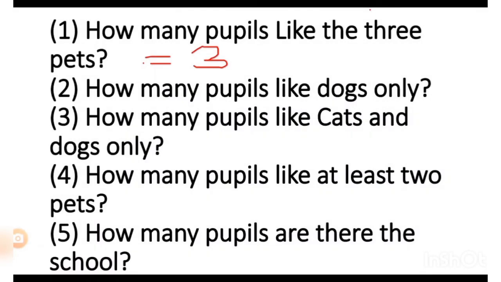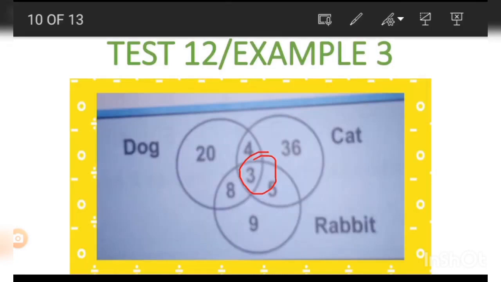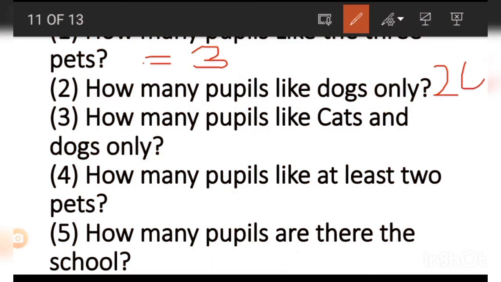How many pupils like dogs only? So the part that represents that is the only part that belongs to dog. And the number there, as you can see, is 20. So we simply say 20 pupils like dogs. The same thing applies for cats and rabbits. Alright. So 20 pupils like dogs only.